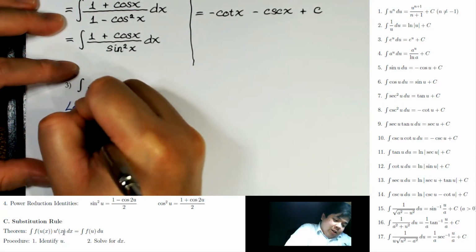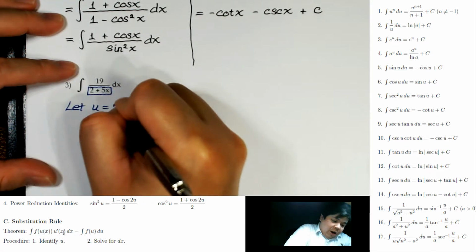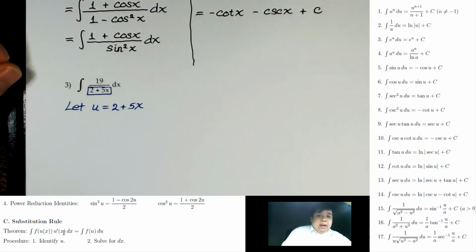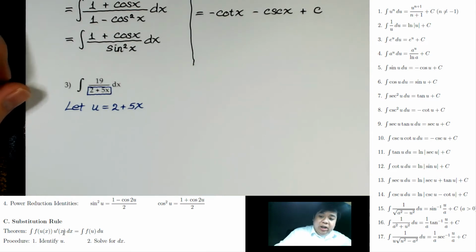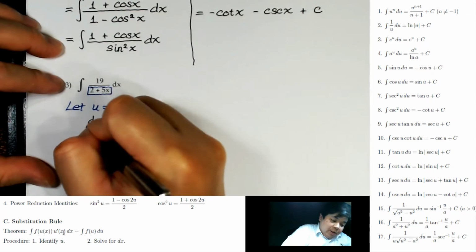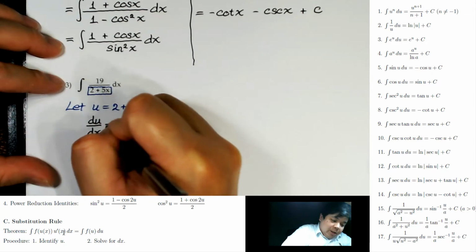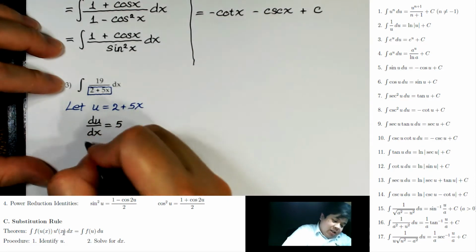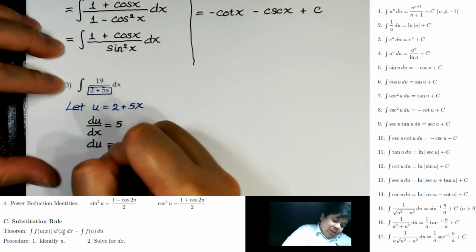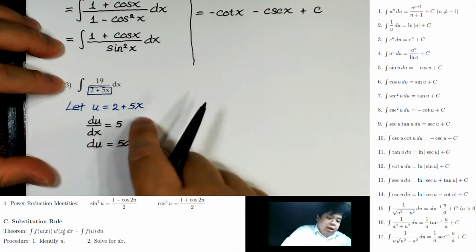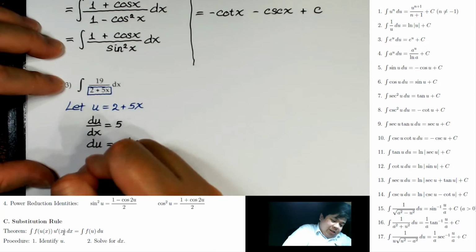So let u equal 2 plus 5x. And then we solve for x, meaning we have to take the derivative. So if that is u, we take the derivative. The derivative of 5x is 5. Multiply the dx, and then divide by 5.